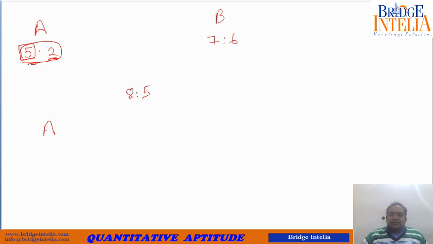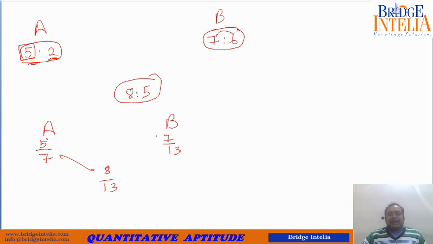So you can rewrite this. This is 5/7. Similarly, the proportion of the first element here is 7 out of 13. And in the resultant, you want to see 8 out of 13 parts. So now apply the butterfly alligation method, you will get the ratio. So the difference between 5/7 and 8/13. So 5/7 minus 8/13. So LCM is 91.